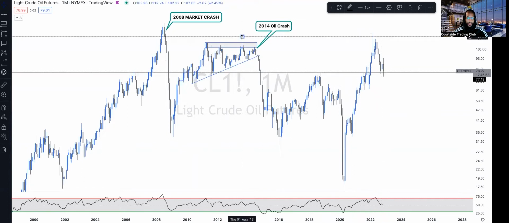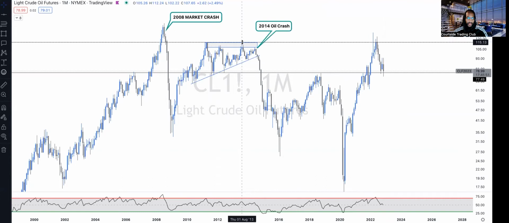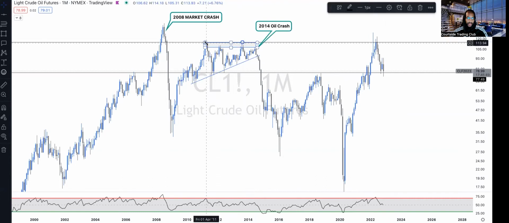So also, if you move it down a little bit, you can see that there was also a peak here before the 2014 oil crash. And it's not that far off. So if you look at the wicks and the bodies on these candles, the bodies actually stopped right where the bodies on the 2011 peak stopped.